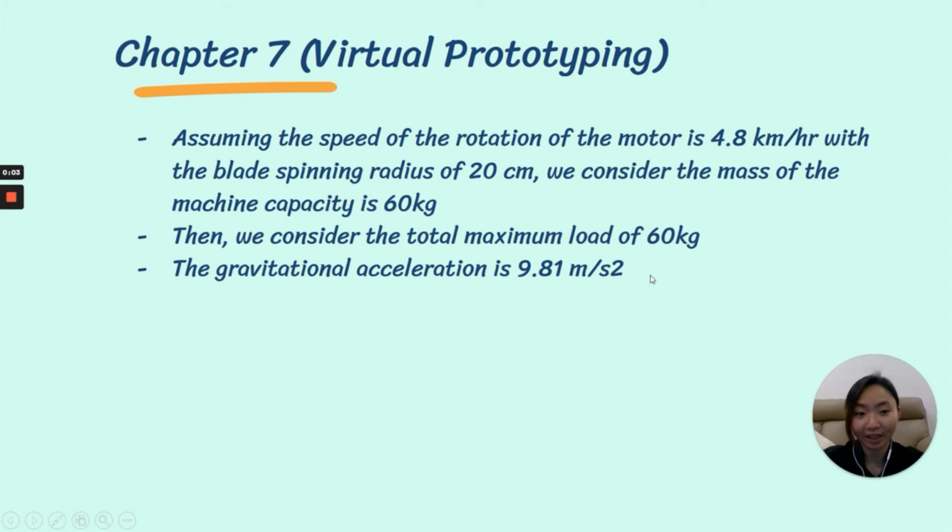Welcome back. I'll be presenting chapter 7 of the report, which is virtual prototyping. In this analysis, the speed of rotation of the motor is assumed as 4.8 km per hour with a blade spinning radius of 20 cm. Next, the mass of the machine capacity and the total maximum load are assumed as 60 kg. The gravitational acceleration is 9.81 meter per second square in the analysis.